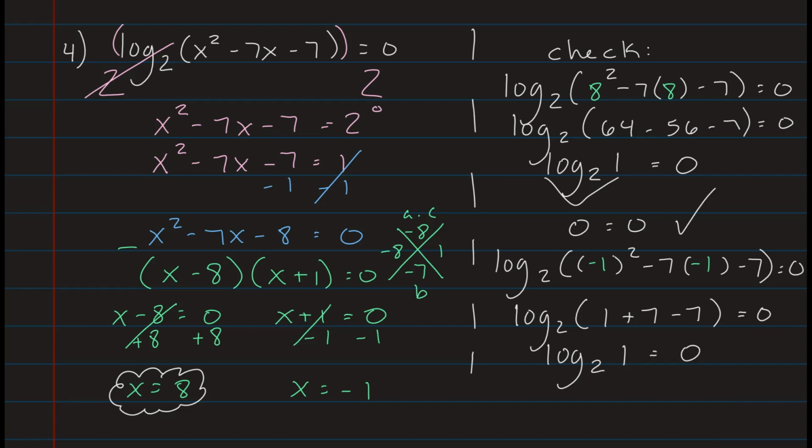I can evaluate the log. In order to evaluate the log, you ask yourself, what power do you raise 2 to be 1? You raise 2 to the power of 0 to equal 1. So this log evaluates to be 0. And our left-hand side is equal to our right-hand side, meaning this is a valid and true solution.